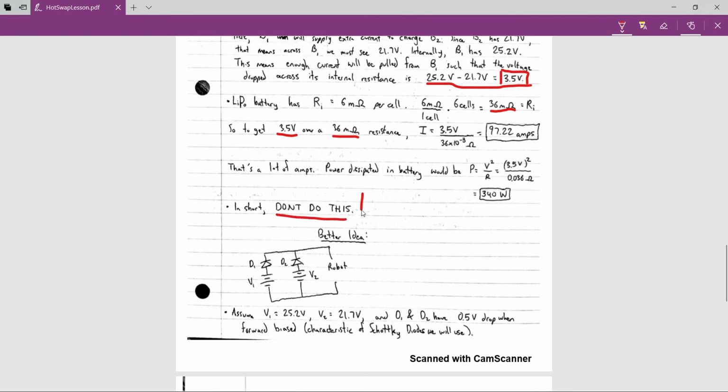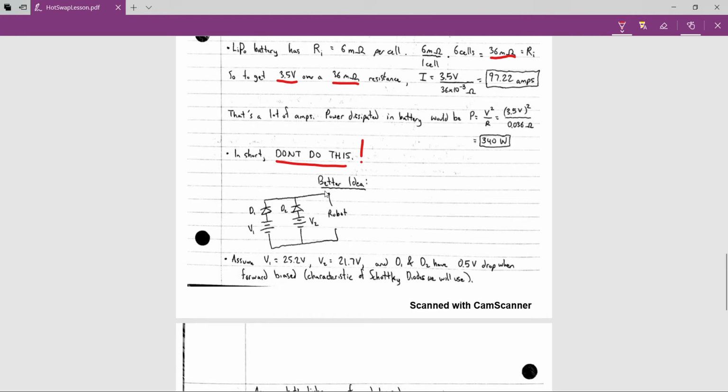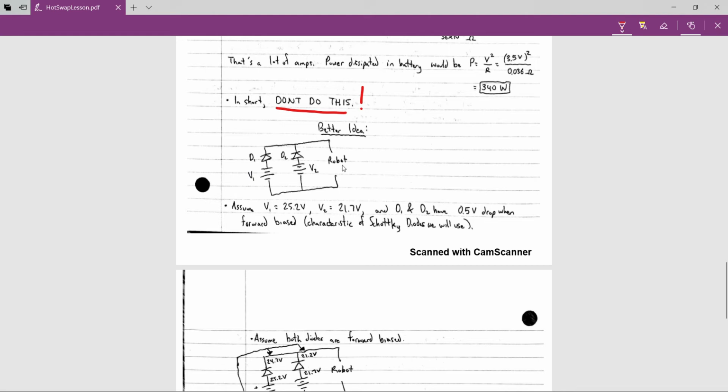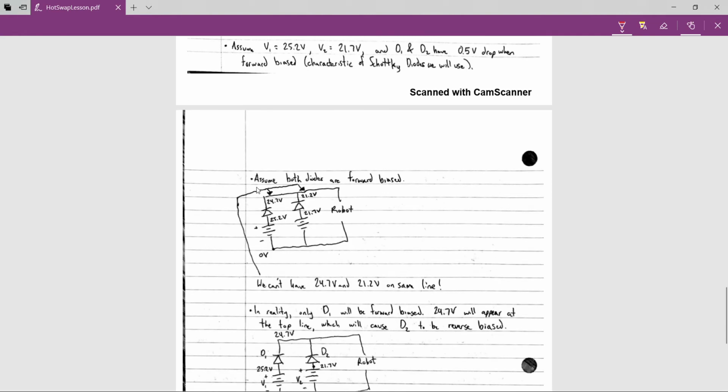Don't do this. A better idea is to use diodes. So if we have our circuit like this, where we have each battery and then a diode in series with them, and we assume the same sort of thing, so one of these batteries, V1, is 25.2 volts and the other one's 21.7, let's assume for this example that they're both forward biased diodes, so they're both allowing these batteries to conduct current, basically. So let me scroll down to here.